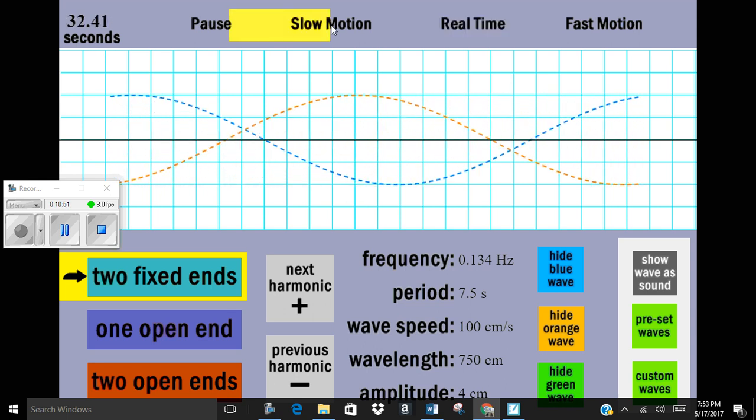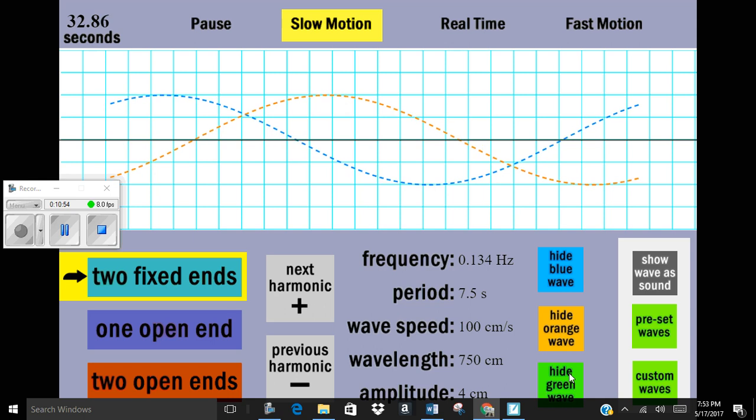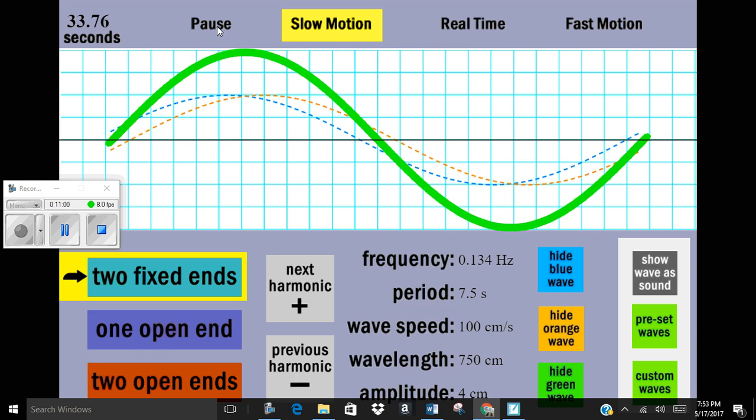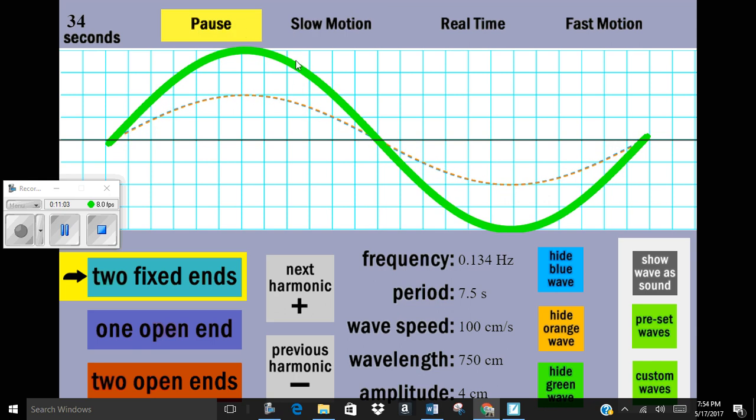Let's move this to slow-mo. And when I move this to slow-mo, I'm going to put on top of that the standing wave that is formed. Now I'm going to pause it at particular points here, right here. So at this point, the blue wave has superpositioned itself on top of the orange wave, and you've got constructive interference or a larger amplitude on the top side of the equilibrium line. Likewise, down here, you've got the orange wave that has superpositioned itself on top of the blue wave, and it also has constructively interfered on the bottom side of the equilibrium line.